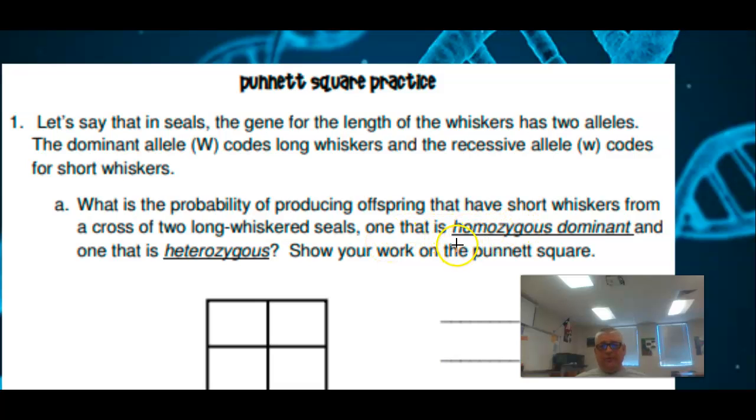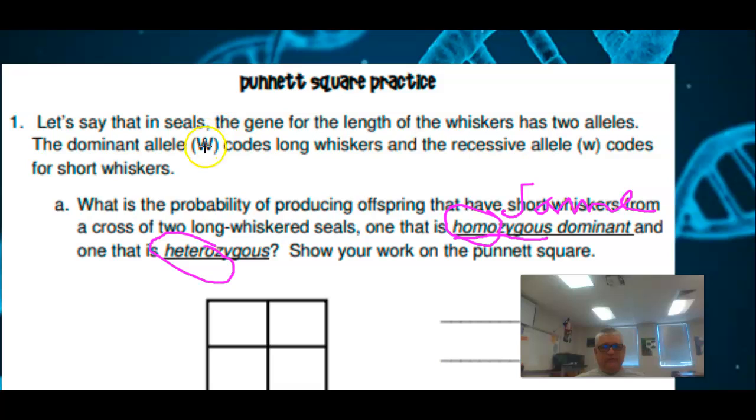One is homozygous, and you have to understand what homozygous means. Homo means same. And then heterozygous means different. I'm not going to write that out because it takes so long to write out. All right, so it's homozygous. Now, there are two different types of homozygous: homozygous dominant and homozygous recessive. So this is homozygous dominant.